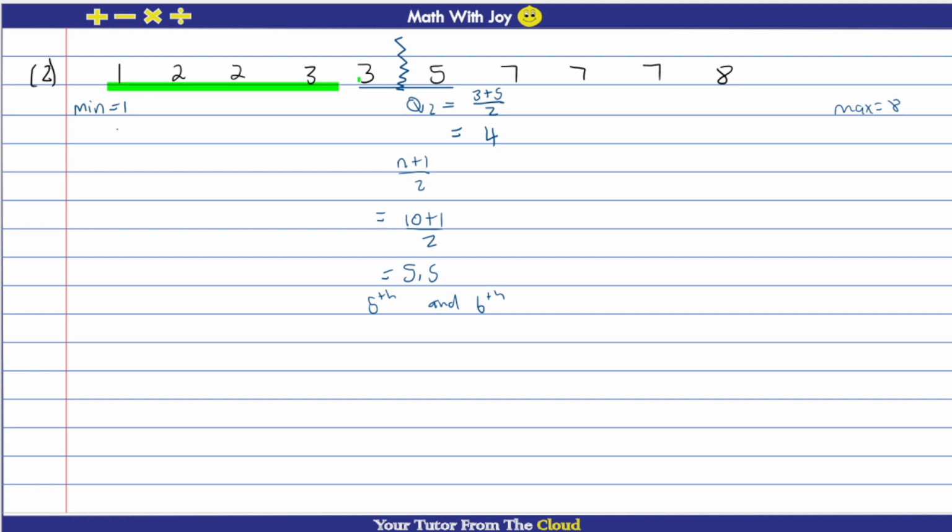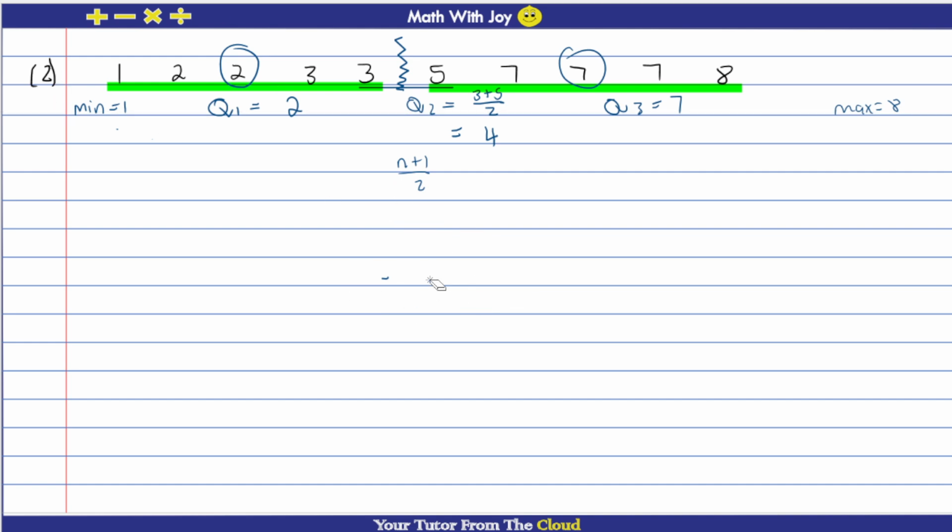Now, Q2 splits my data set into two equal halves. As you can see, on this side, I have 1, 2, 3, 4, 5 numbers. And on this side, I have 1, 2, 3, 4, 5 numbers. And then I'm just looking for the middle numbers of each half. The middle number of the first half is known as Q1. Clearly, you can see it is 2. So I put 2 there. And then the middle number of my other half is going to be this specific 7 there. Then now I am done.